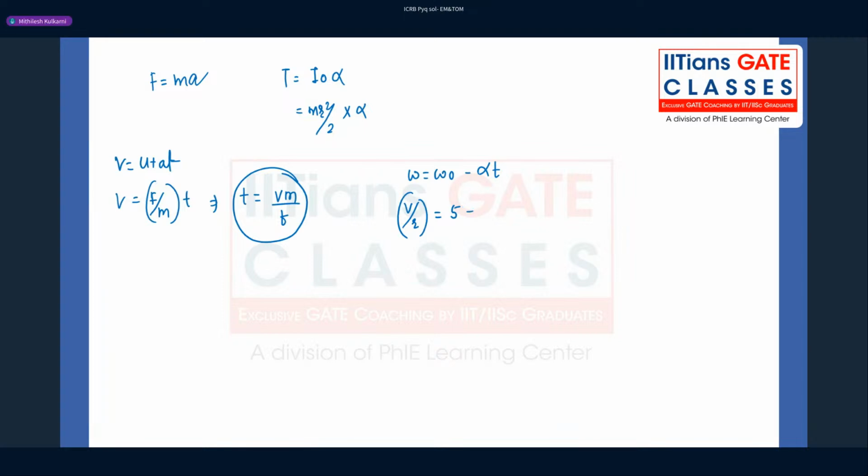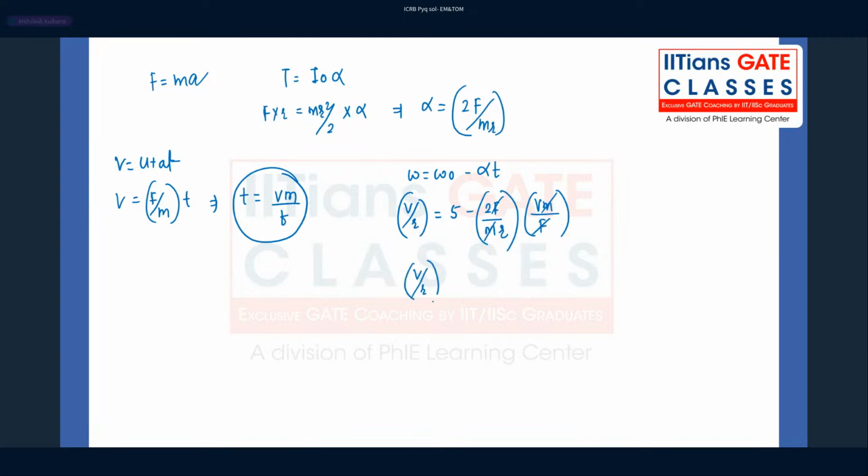How to find the alpha? That is the main point now. Torque. Torque is equal to what? Force into the radius. So I would say F into R. So from this, alpha can be written as 2F by mr. So minus 2F by mr is our alpha, and t is Vm by F. Okay, so here F and F get cancelled, m and m get cancelled. V by R is equal to 5 minus 2V by R.